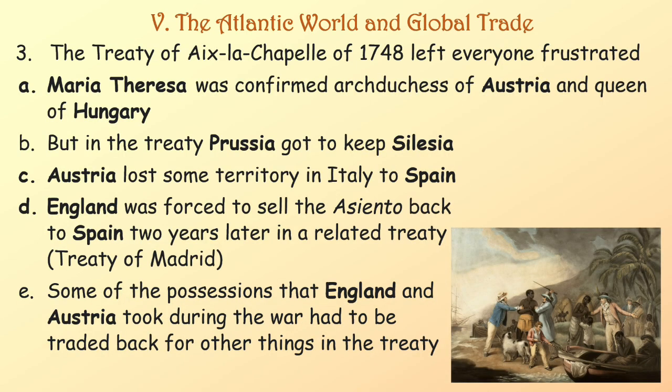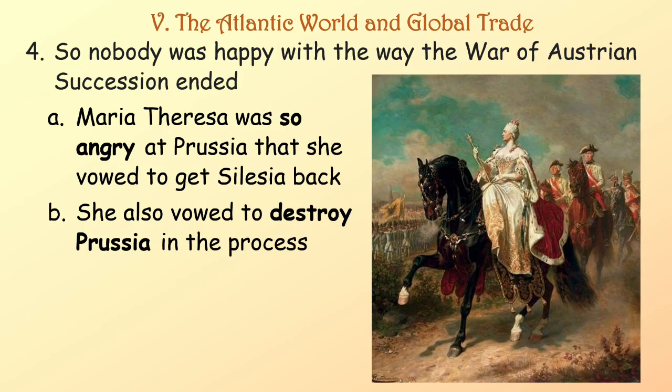So the Treaty of Aix-la-Chapelle of 1748 left everybody frustrated. Maria Theresa was confirmed Archduchess of Austria and Queen of Hungary. But in the treaty, Prussia got to keep Silesia, which had started the whole war. And Austria lost some other territory to Italy, to Spain. England was forced to sell the Asiento back to Spain 2 years later in a related treaty, the Treaty of Madrid. And some of the possessions that England and Austria took during the war had to be traded back for other things in the treaty. So nobody was really happy with the way the War of Austrian Succession ended.